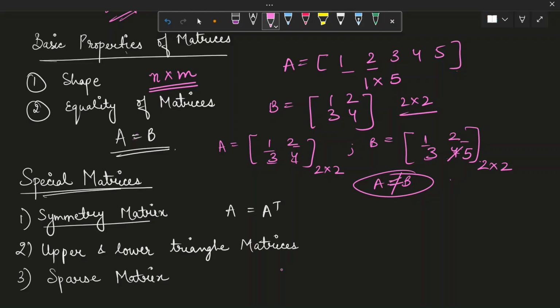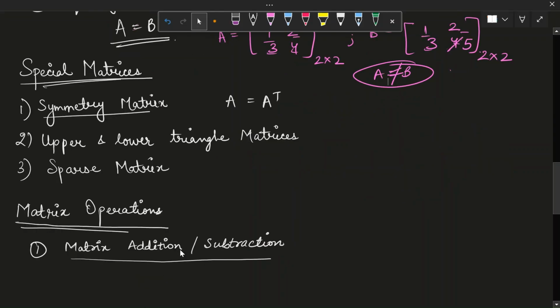Now let's understand some special matrices. Firstly is the symmetric matrix. A matrix A is symmetric if the transpose of that matrix is equal to the original matrix. Then we have upper and lower triangular matrices. An upper triangular matrix is one where all elements below the diagonal are 0.